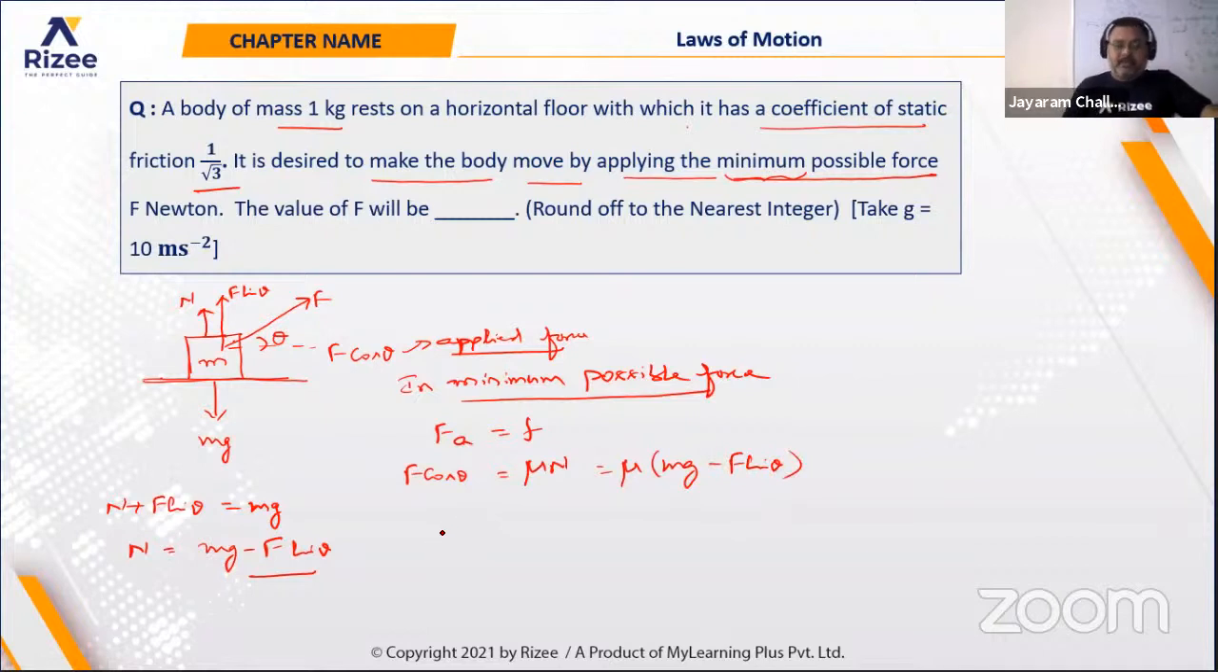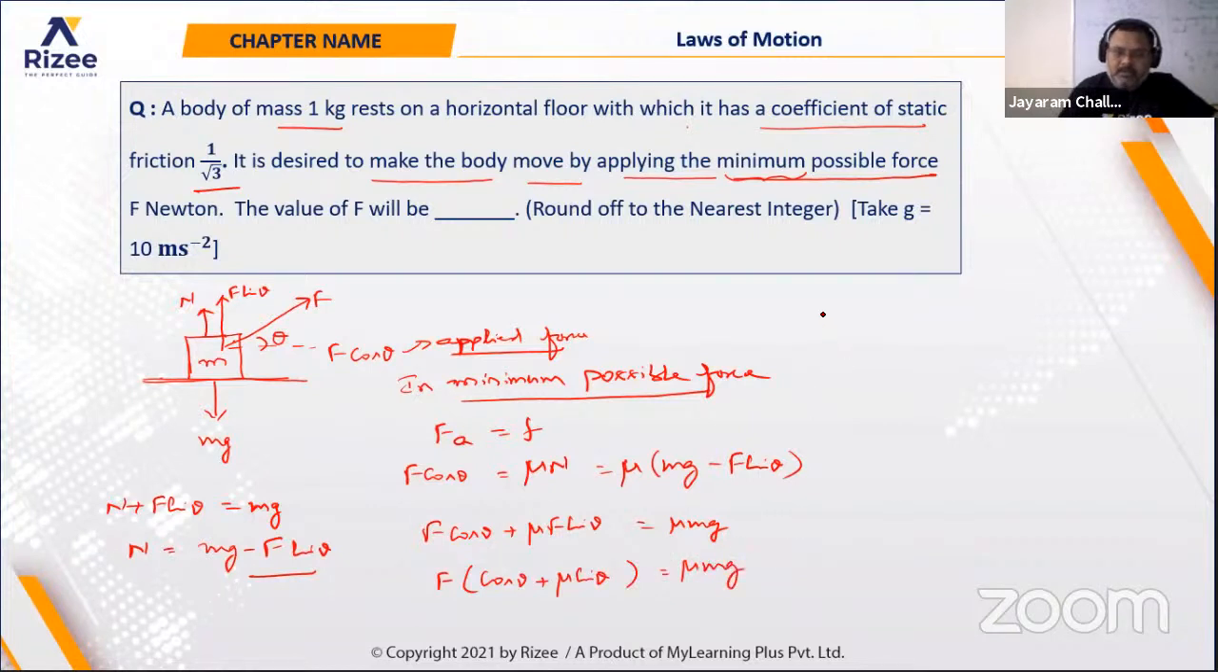So take the F to one side, please. That is F cos theta plus mu into F sine theta is equal to mu times mg. From this, we need the minimum force, so F times cos theta plus mu sine theta is equal to mu into mg. So in that sense, your minimum force can be calculated by mu mg by cos theta plus mu into sine theta.